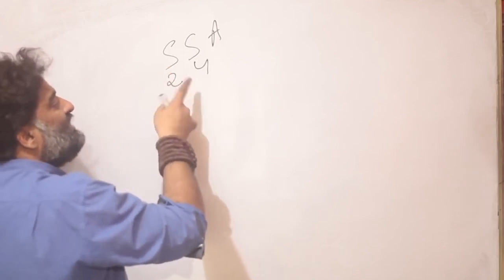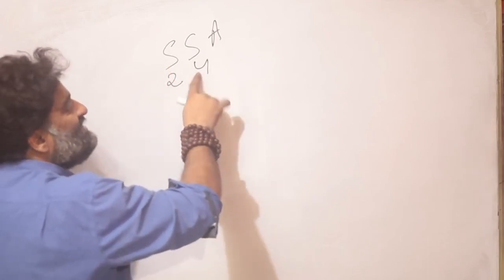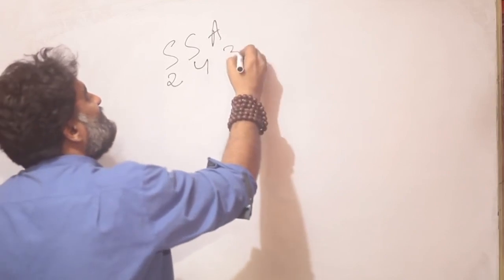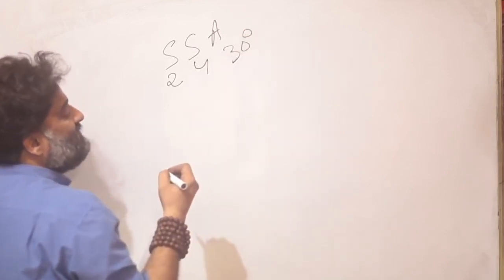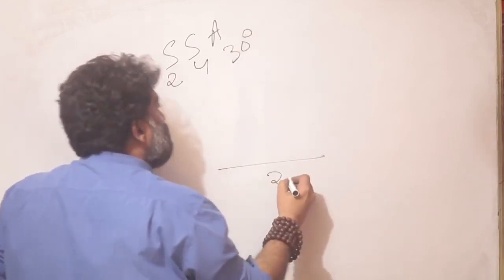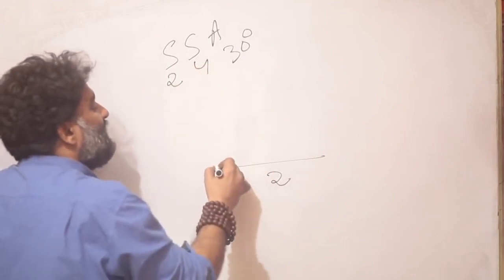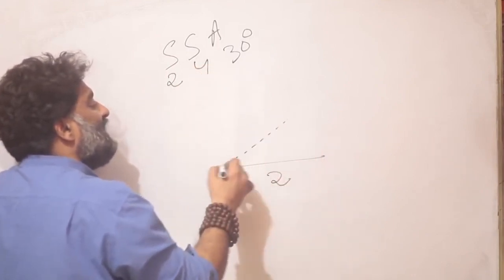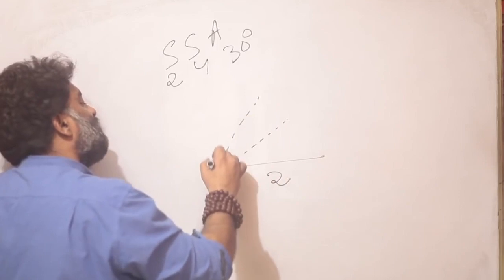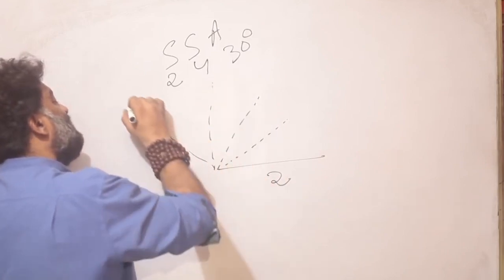One side is 2, they are equal to each other. Another side is 4, again equal to each other. And a third angle, let's say 30 degrees, is given. So again I start with 2. I have a side 4, but I don't have an angle. So this could be 4 like this, 4 like this, or 4 like this, or 4 like this.